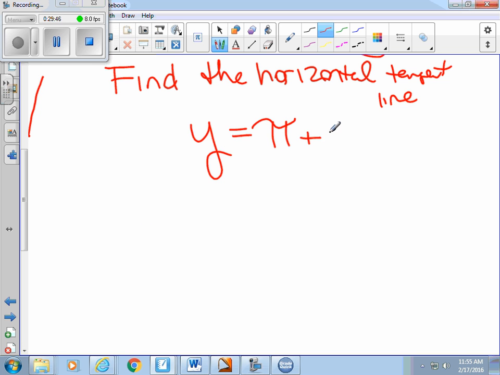I'm going to go ahead and put pi plus sine is 0, which is y equals pi, so you know it's not the same just because of that. I kind of wish it hadn't been the same, but that's okay. We'll be okay.